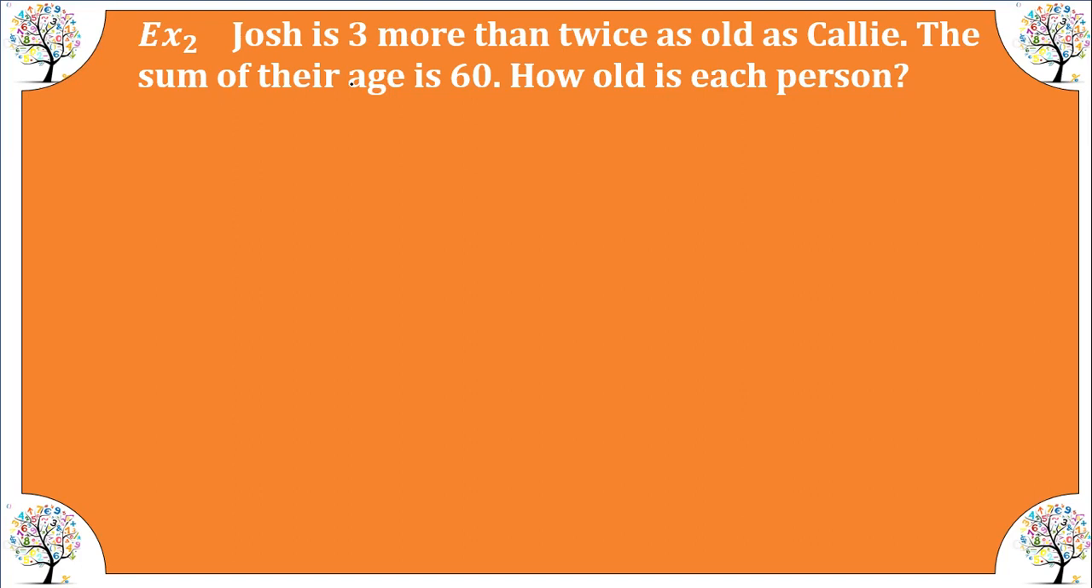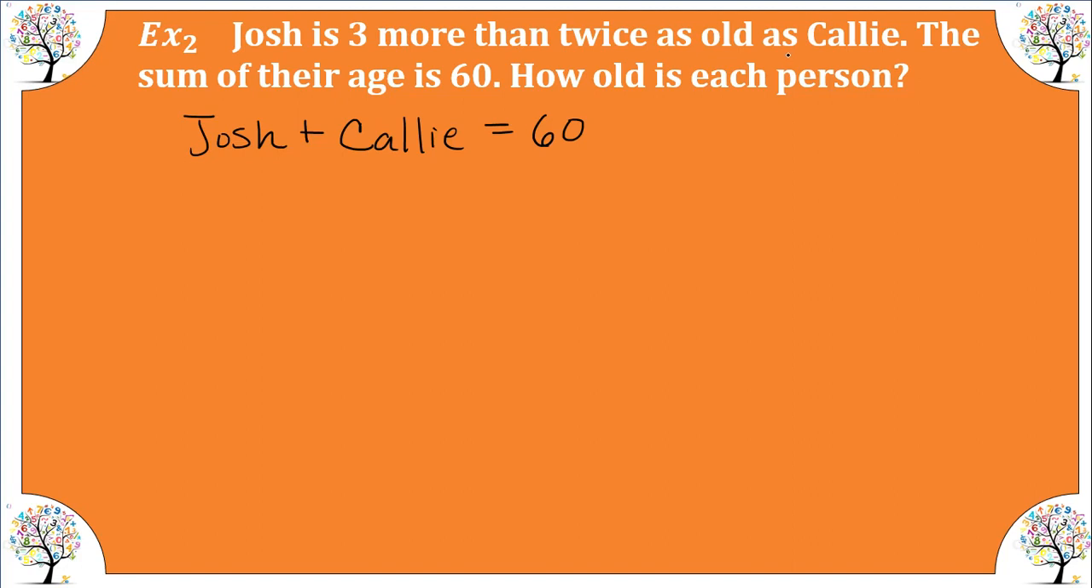We're given that the sum of their ages is 60. So if we knew Josh, so this is kind of my formula, Josh plus Callie equals 60. So this is my formula. Josh plus Callie equals 60. Now we need something to represent Josh, and we need something to represent Callie. So let's establish what our variable is going to be.